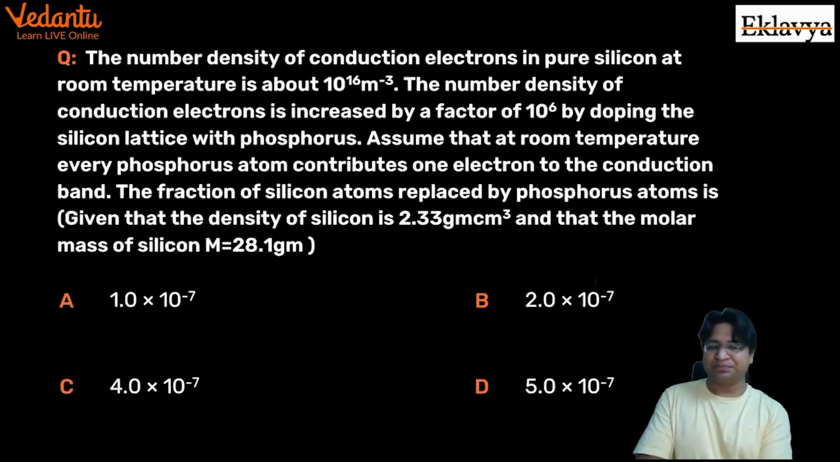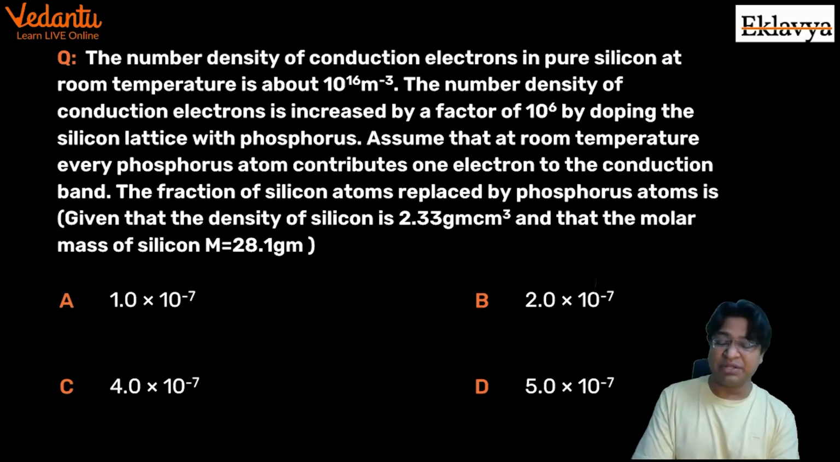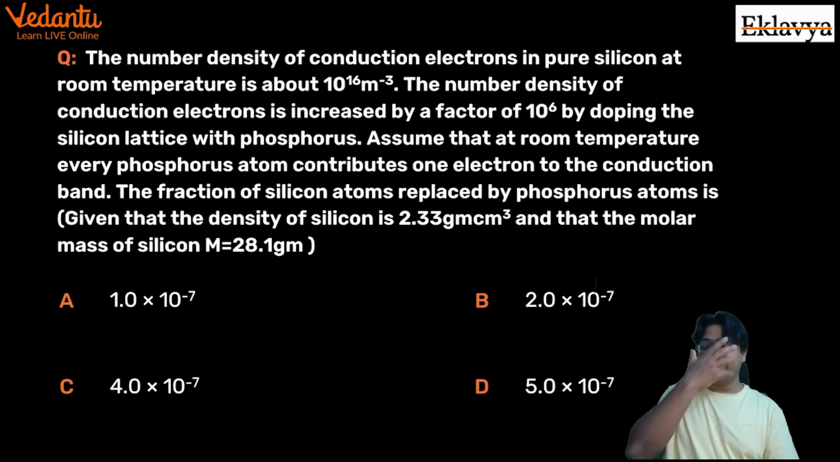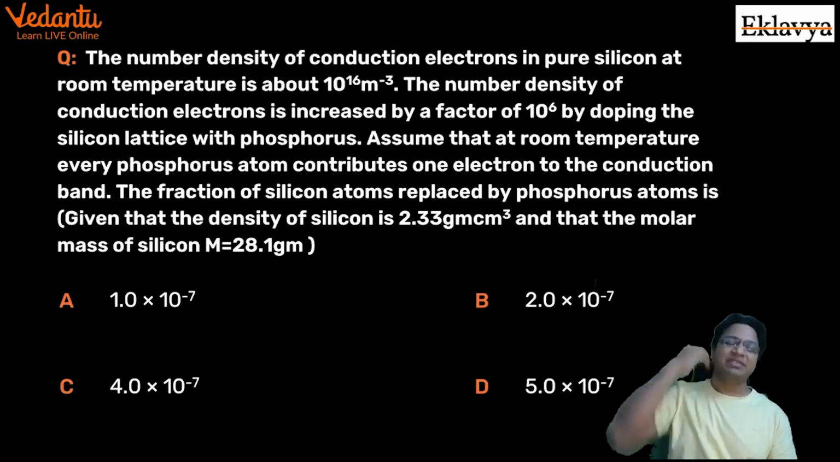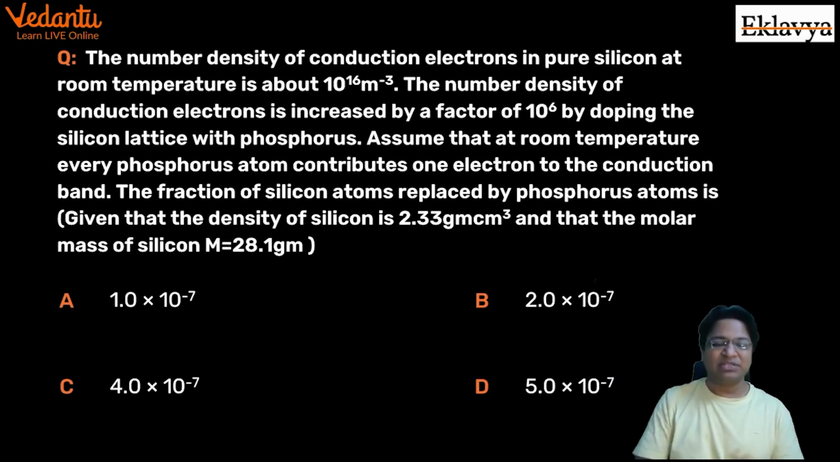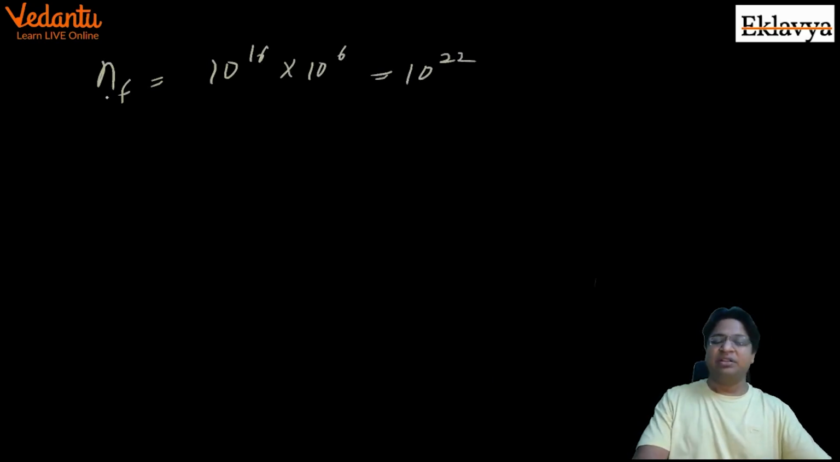Now the question from the semiconductors topic. This topic is not part of JEE Mains anymore, I think. Anyways, the question says that at room temperature the number density of conduction electrons is this much. The number density of the conduction electrons is increased by a factor of this much. That means the final number density is 10 raised to power 16 multiplied by 10 raised to power 6, so this is the final value.